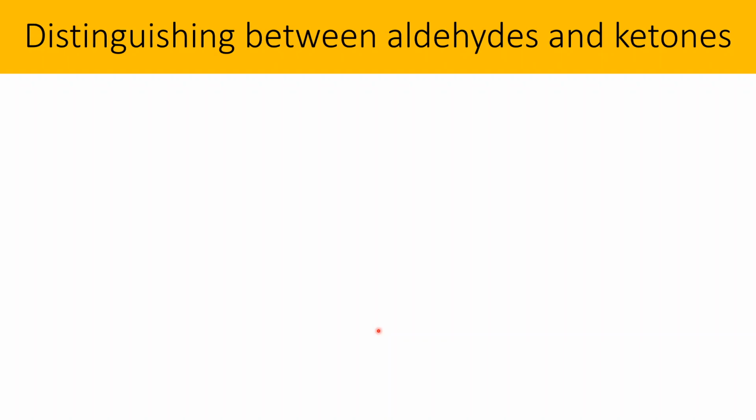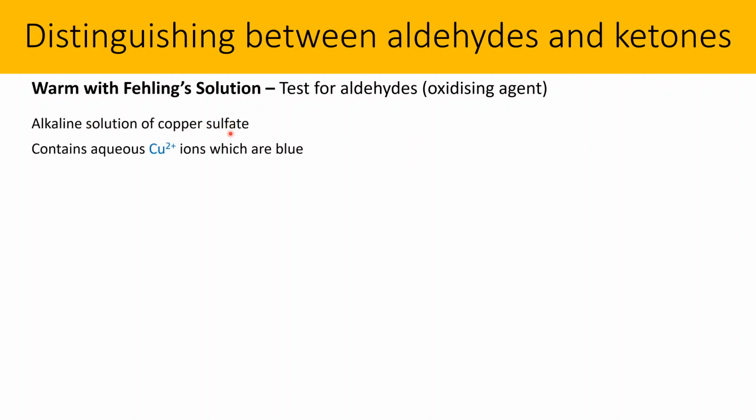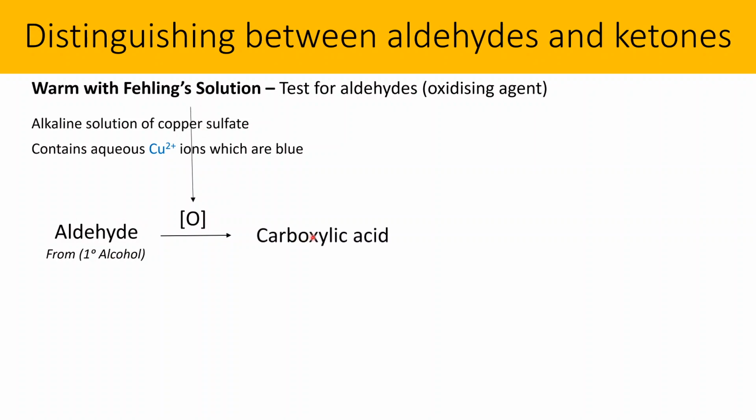Okay, let's have a look at our alternative now, the Fehling's solution. Again, we've got a warm with Fehling's solution. This is another test for aldehydes and an oxidizing agent. What is Fehling's solution? Well, it's an alkaline solution of copper sulfate, and it contains copper 2 plus ions, which are blue. Again, if we looked at our products from oxidation of a primary versus a secondary alcohol, if we oxidized a primary alcohol, we'd get an aldehyde, which could be oxidized further by the Fehling's solution into a carboxylic acid.